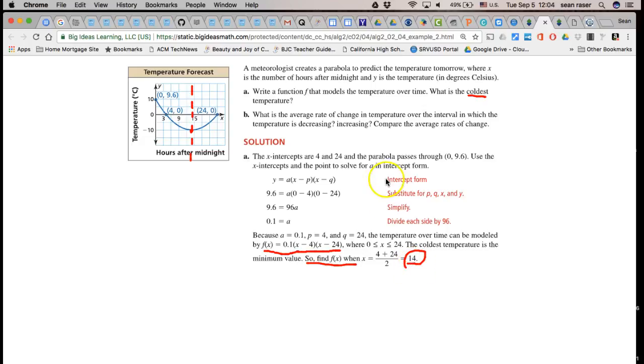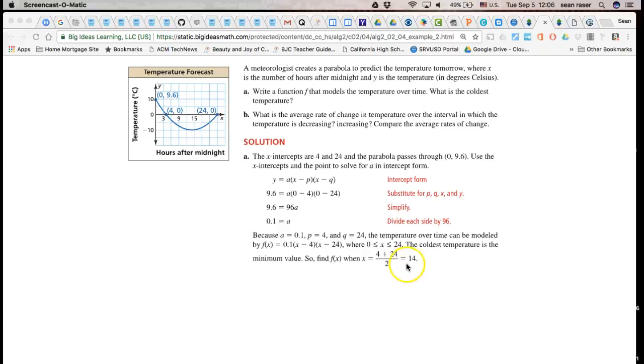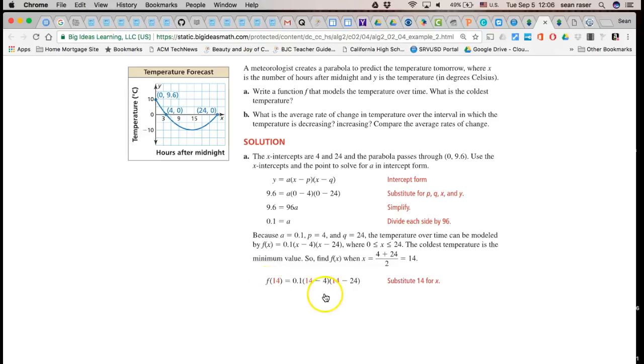So that's not our final answer though, because we want to know the coldest temperature, which is the y value. So we know that our coldest temperature occurs 14 hours after midnight. To figure out what the actual temperature is, we just plug 14 into our equation. So substitute 14, simplify, and we get that negative 10 degrees is our coldest temperature.